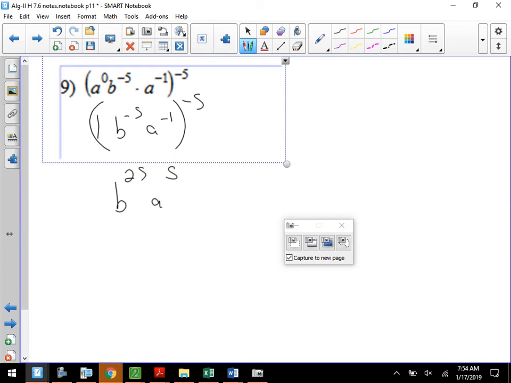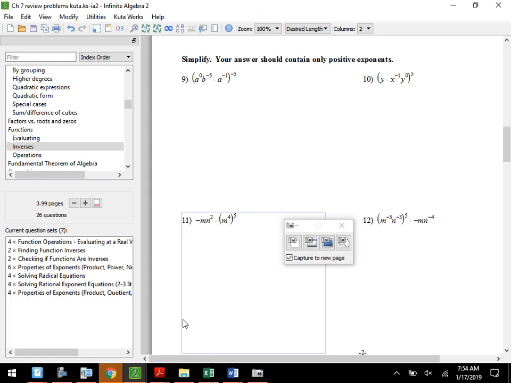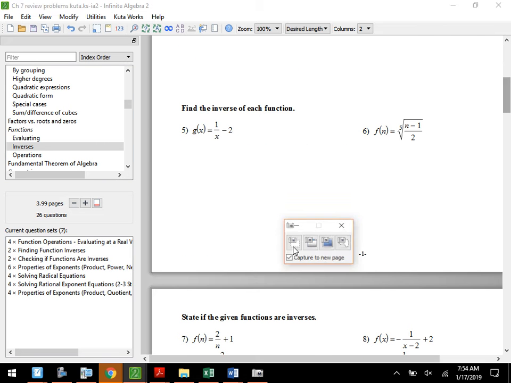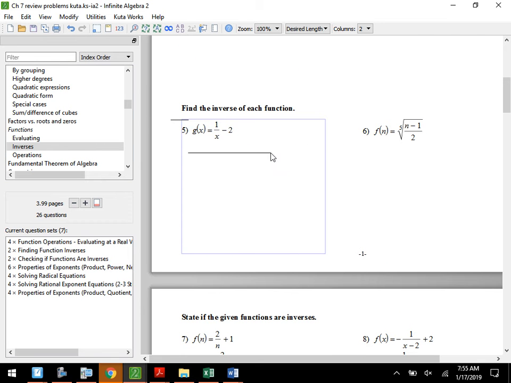Did you cancel them out now? Did you cancel them out with the 5 and 1 or no? No, right, okay, that's good. Find the inverse? Okay.